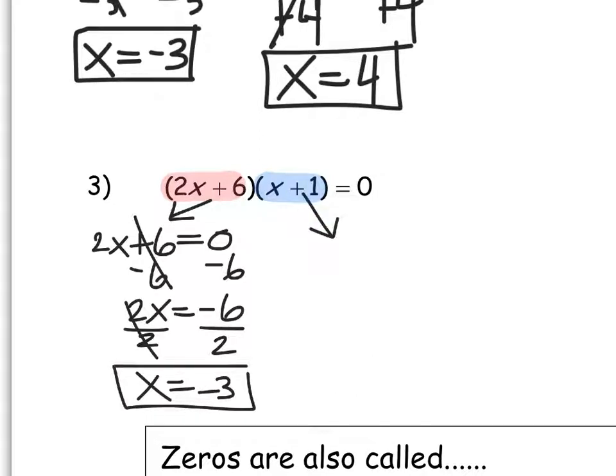All right, x plus 1. X plus 1, set it equal to 0. Subtract 1 on both sides, and I get x equals 0 minus 1 is negative 1.